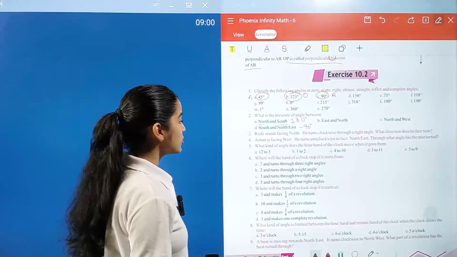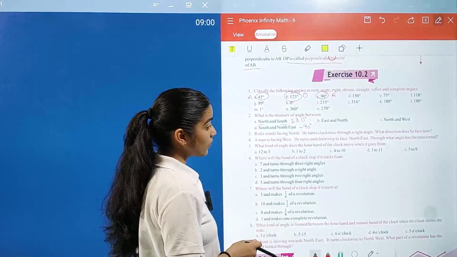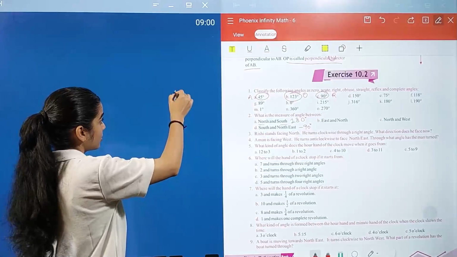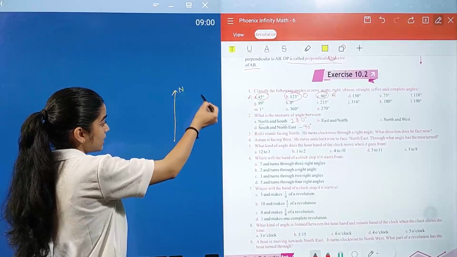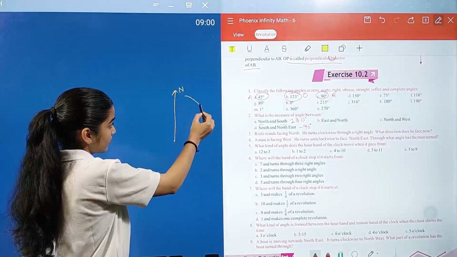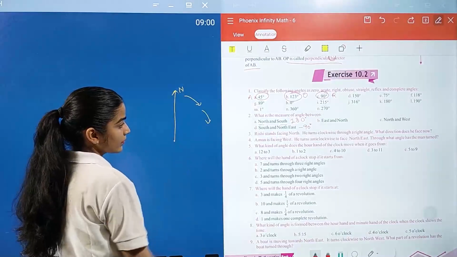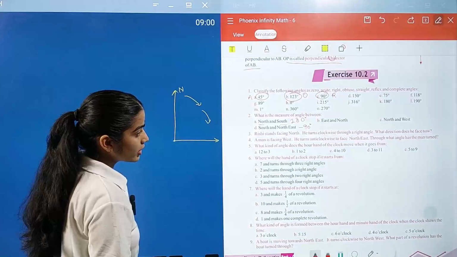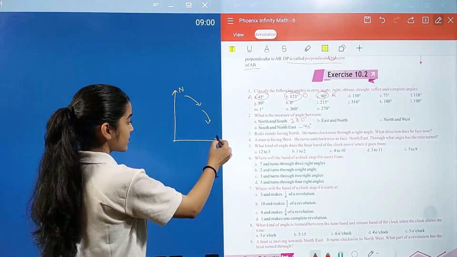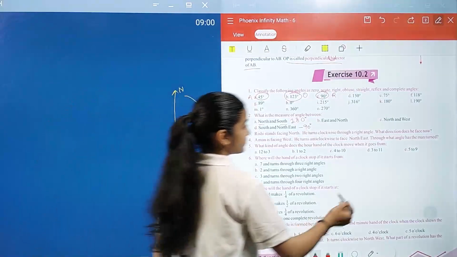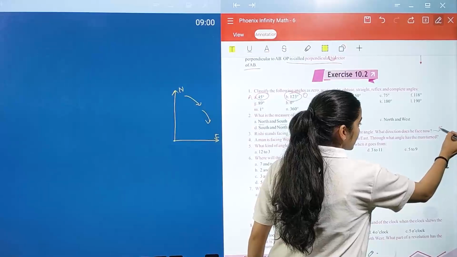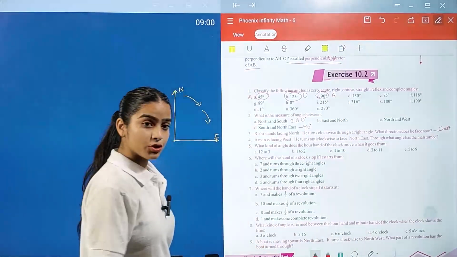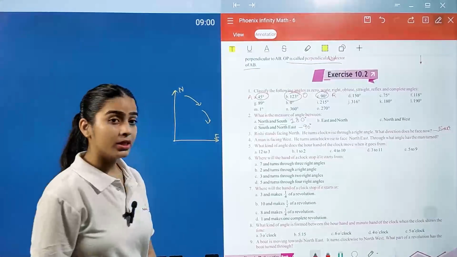Now question number 3, Rishi stands facing north. He turns clockwise through a right angle. North, clockwise means in this direction, right? Through a right angle. What direction does he face now? East. Aman is facing west, so the same question you have, and right now you have to tell me the direction of it.